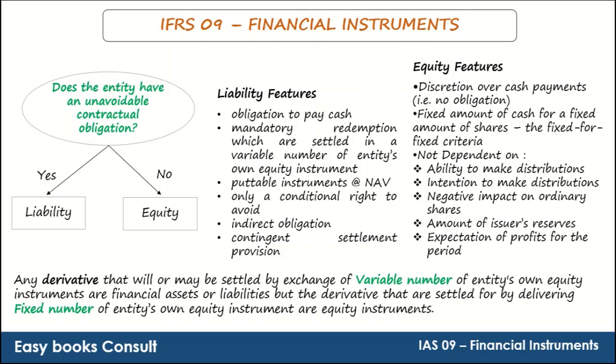So we can conclude that any derivative that will or may be settled by exchange of a variable number of the entity's own equity instruments is a financial asset or liability, but a derivative that is settled by delivering a fixed number of the entity's own equity instruments is an equity instrument.